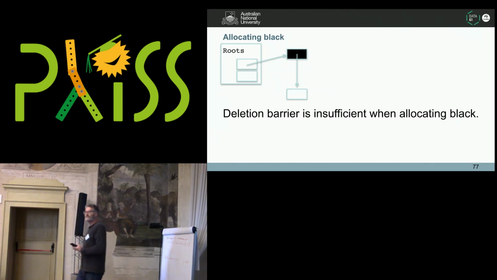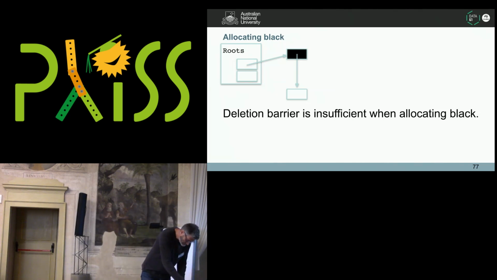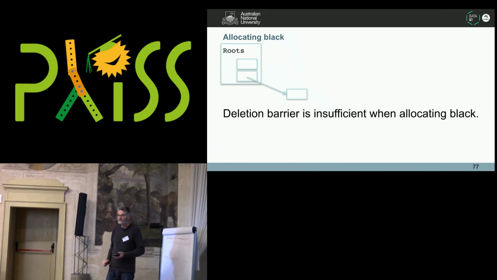Question? Can you just mark any object gray? Like, if you are doing this when you're deleting the pointer from the white roots to the other objects, you currently have a pointer to that object.